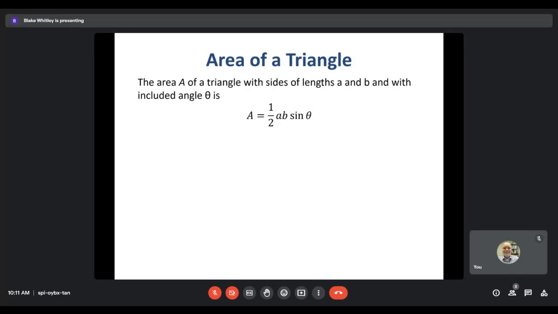So it's going to be 1/2 a times b times the sine of theta, where theta is the angle that's between those two sides, A and B. So if you know two sides of a triangle, and you know the angle between those two sides, we can actually find the area using this formula.